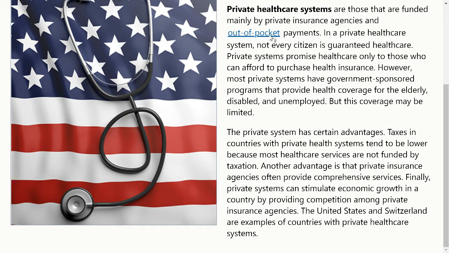So the main type of healthcare system in the United States is a private system that's funded by private insurance and out-of-pocket payment. And that's what we have. We got insurance, we still have to come out of pocket. Everything's not paid for, like other countries like Canada.